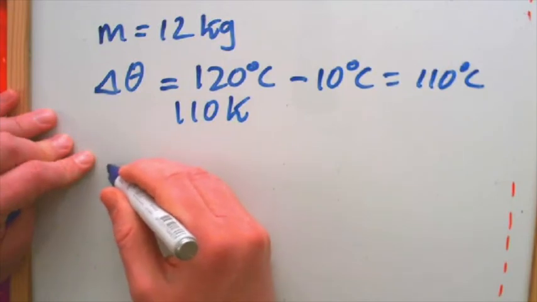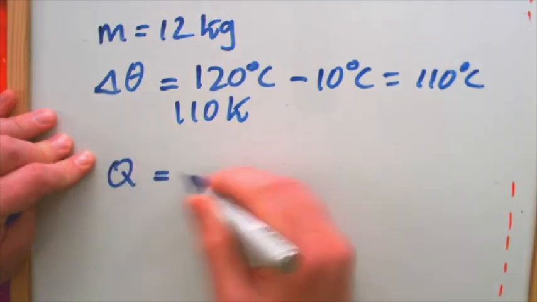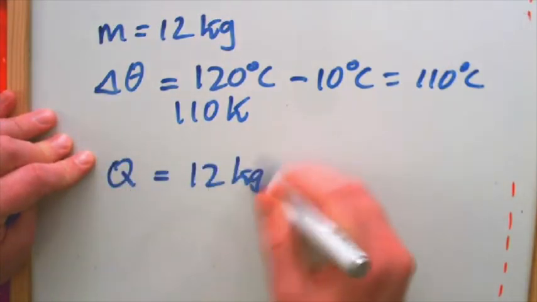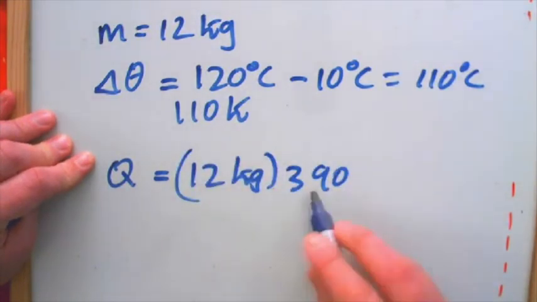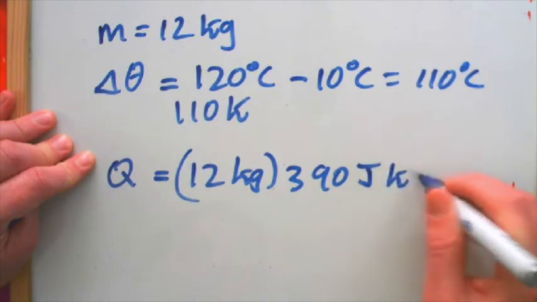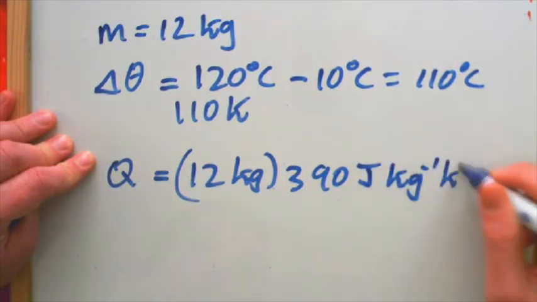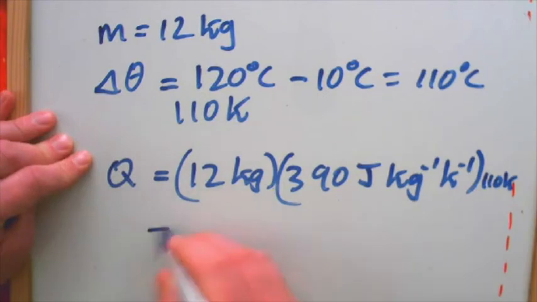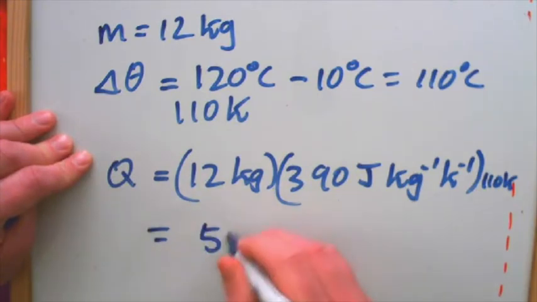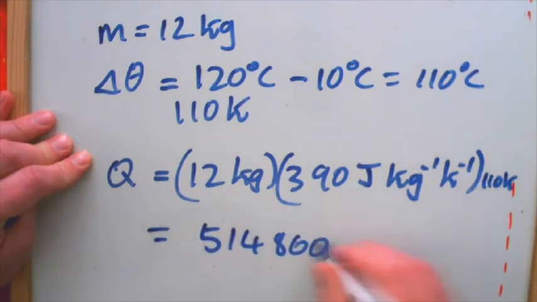And the heat energy transferred, therefore, is the mass of 12 kilos times the specific heat capacity of copper, which is given in the question, which is 390 joules per kilogram per Kelvin. And again, that's multiplied by a temperature difference, which was 110 Kelvin. And multiply that out: 514,800 joules.